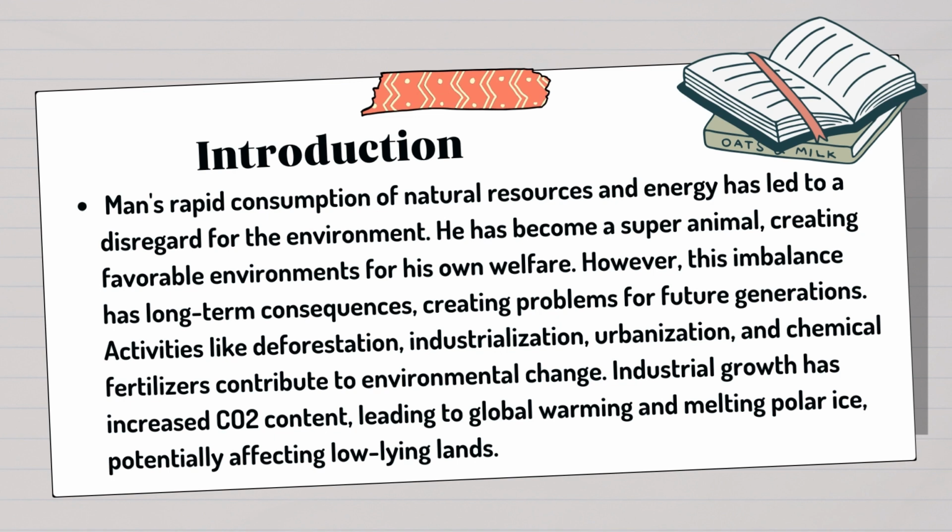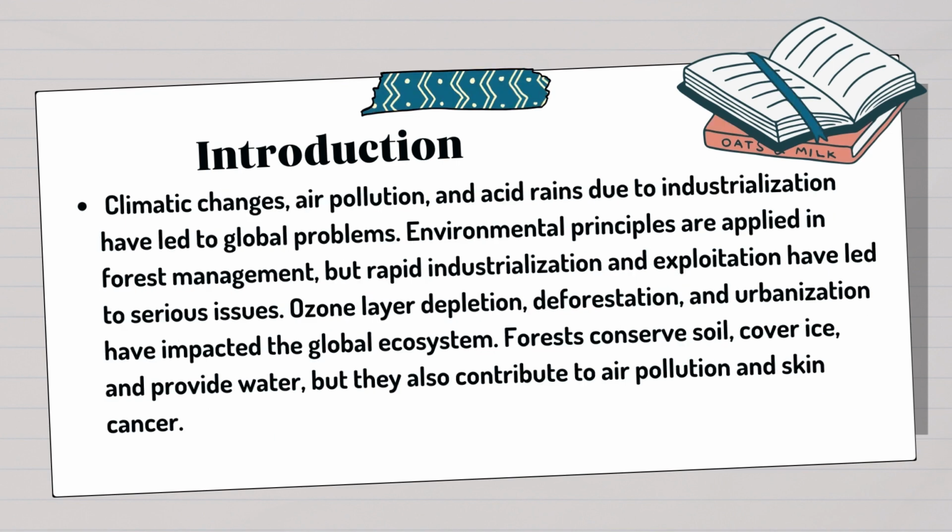Activities like deforestation, industrialization, urbanization, and chemical fertilizers contribute to environmental change. Industrial growth has increased CO2 content, leading to global warming and melting polar ice, potentially affecting low-lying lands. Climatic change, air pollution, and acid rain due to industrialization have led to global problems.